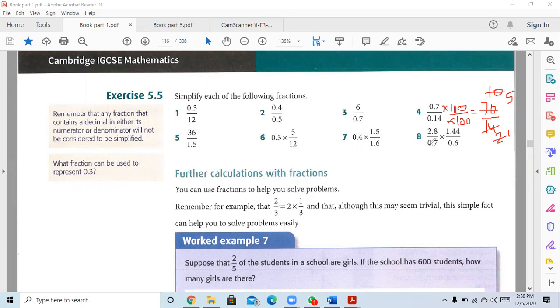Before I solve this one, we need to convert this into one without decimals. So here I multiply by 10 here and 10 here, and I get the answer 28 by 7. 28 by 7, and here is multiply. Once I multiply by 100 here and 100 here, I get the answer 144, and here I get the answer 60. 144 and 60.